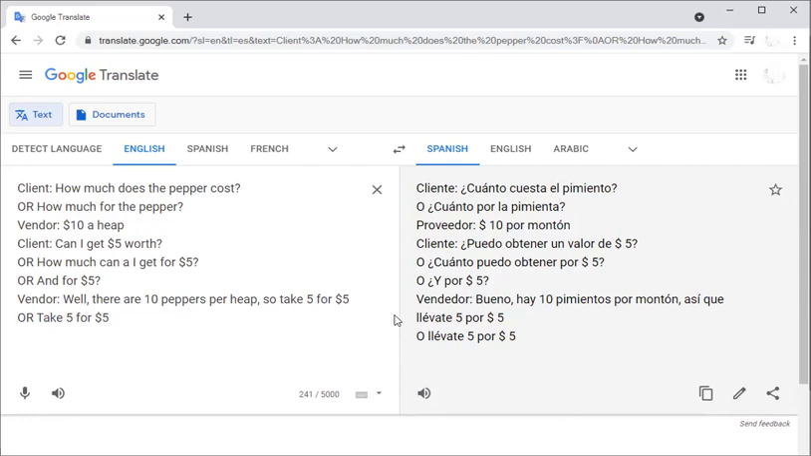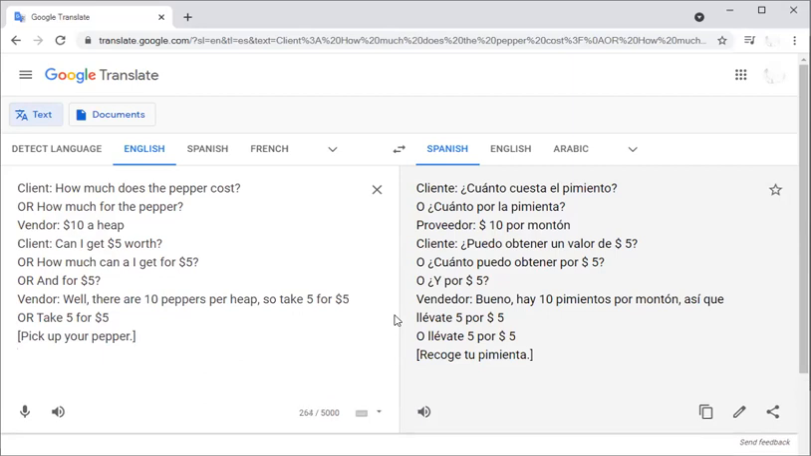And then the client picks up the pepper. Okay, toma, se va con su picante. Okay, pick up your pepper. Okay, and you put it in a bag, and then what? Pick up your pepper and then bag and then you say thank you, I suppose. Of course. That's right. All right. Do you want anything else? Is there anything you want?